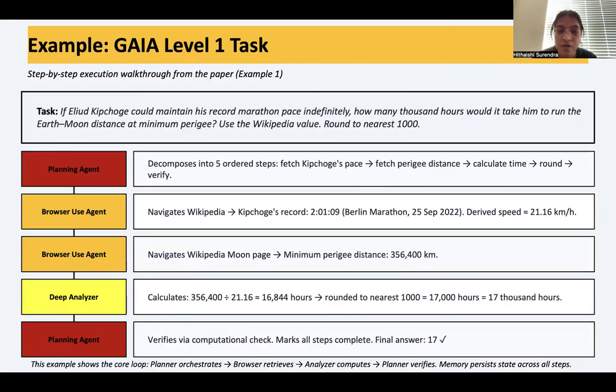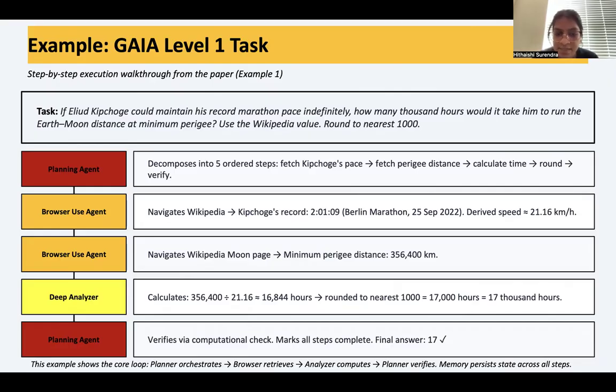Now let me just walk through a concrete example. So the task is this: if Kipchoge ran at his marathon pace, how many thousand hours to reach the moon at minimum perigee? So the planning agent breaks it into 5 steps. The browser agent fetches Kipchoge's record from Wikipedia. I think it's 2 hours, and it gives a speed of about 21 kilometers per hour.